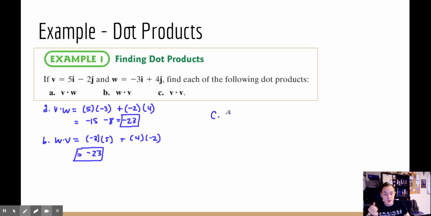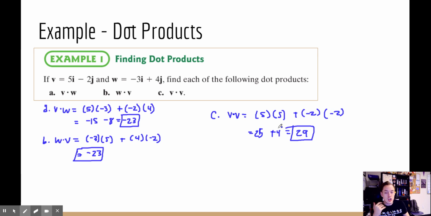Now, if I do C, what if I want to do V times itself, V dot V? Will I get something really odd? No, not really. I just take 5 times 5 and then plus negative 2 times negative 2. So this equals 25 and then plus 4, which equals 29.